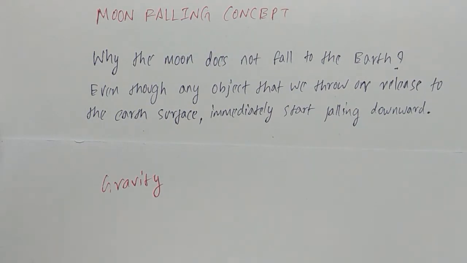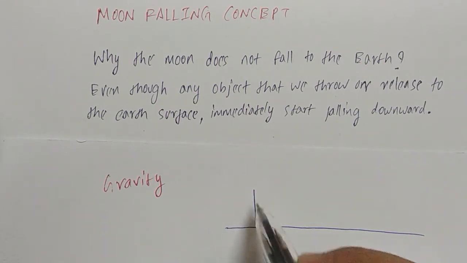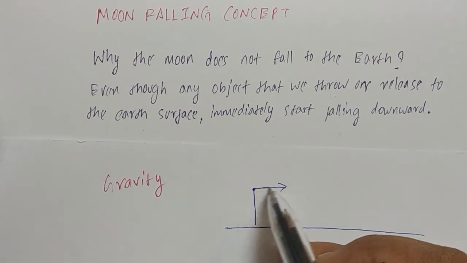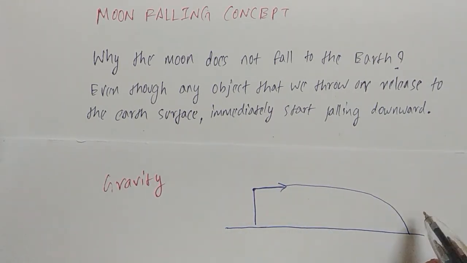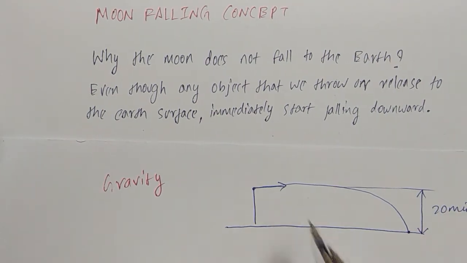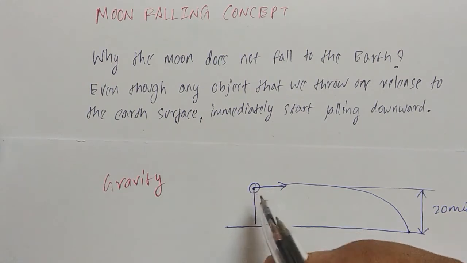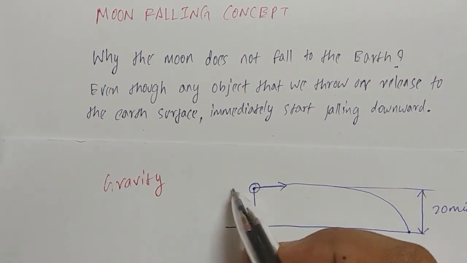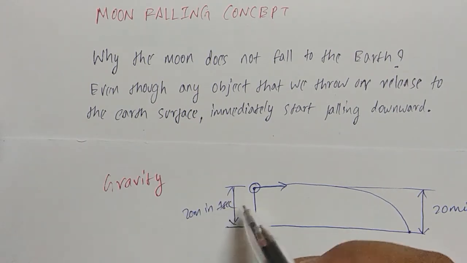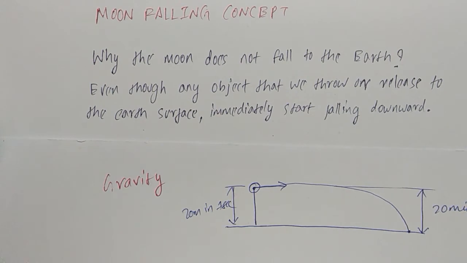Now take this example where you are on the ground and you throw a ball in this direction at a certain speed. Then you will observe that the ball would cover some distance and then it will fall towards the ground. It will cover some distance, say for example 20 meters in 1 second. Now even if you release the ball from this point directly towards the ground, it would cover 20 meters in 1 second. That is an obvious case.